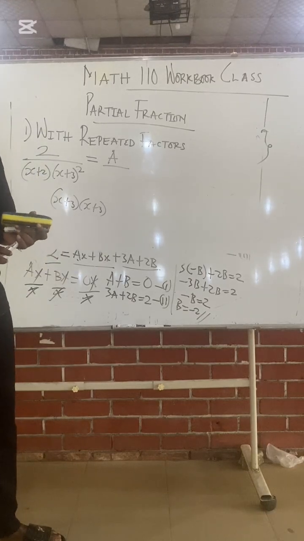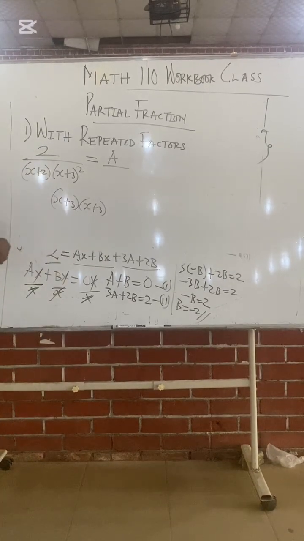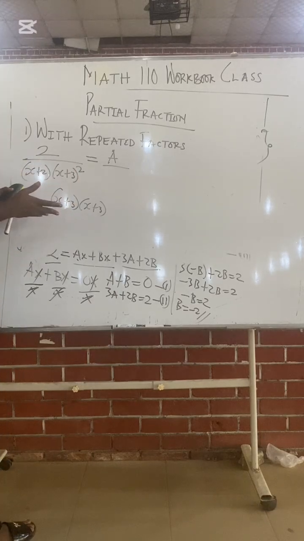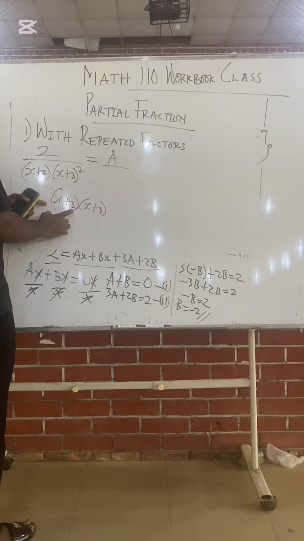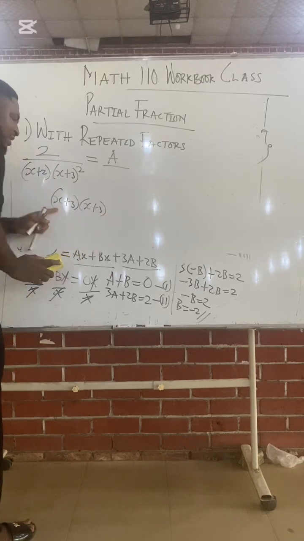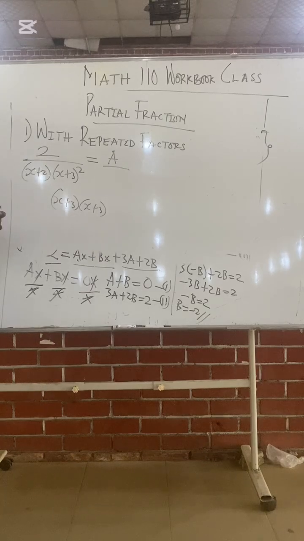Are you copying or are you understanding? X plus 3 all squared. This is not an assignment, so why should you be copying? Don't use copying brain for understanding time. X plus 3 all squared means x plus 3 again. And because it's repeated, we call it repeated.